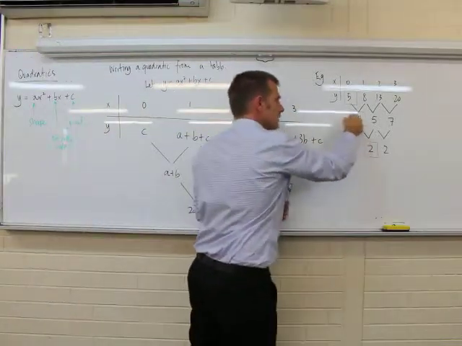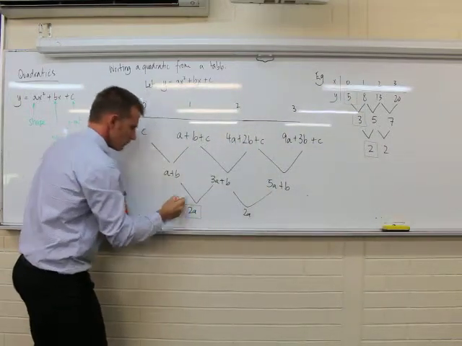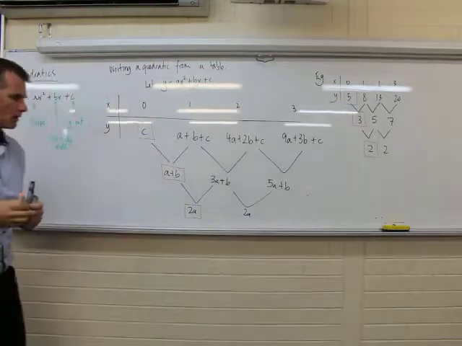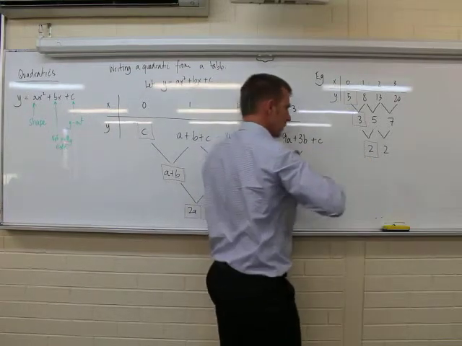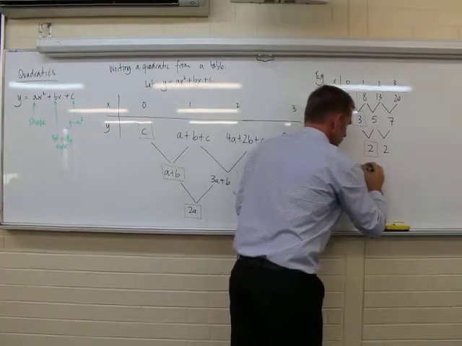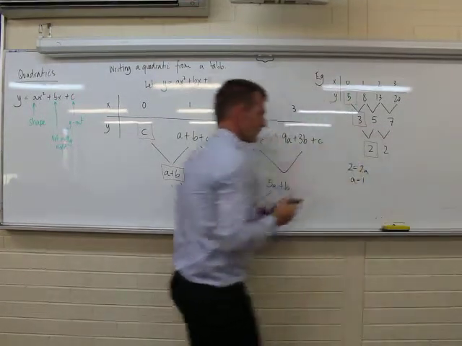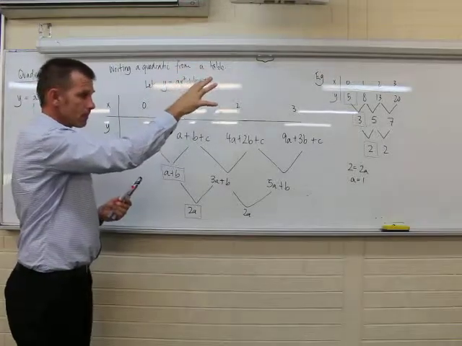Now remember I said these are going to be important? Well, look at them. 2a, a plus b, c. So that would mean that this number right here is equal to 2a. So if 2 equals 2a, then in this case a must equal 1, mustn't it? So I've got my a value of that particular one.